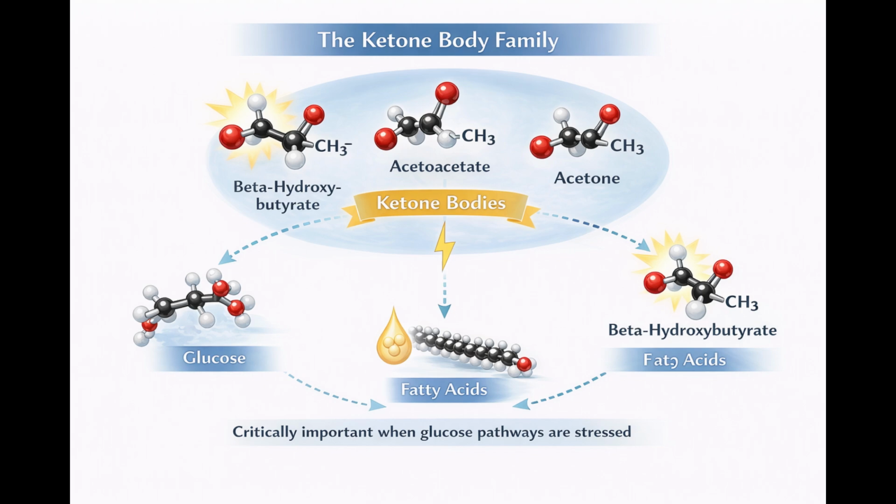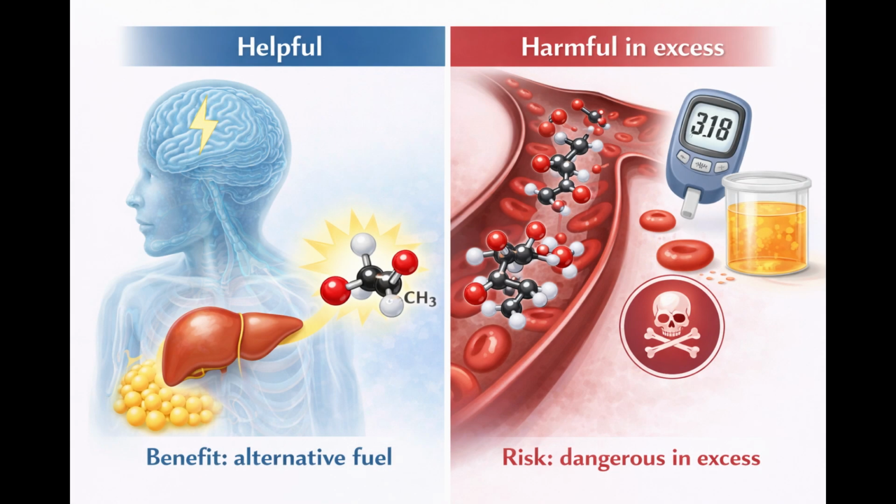This molecule has both benefits and drawbacks. Its benefit is metabolic flexibility. It helps the body adapt when fuel conditions change. Its drawback is that very high ketone levels can be associated with dangerous conditions, especially diabetic ketoacidosis. So beta-hydroxybutyrate is not automatically good in every situation. Its role depends on chemical balance and biological context.